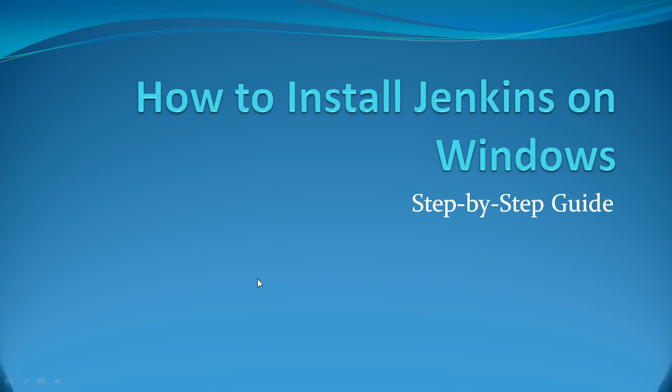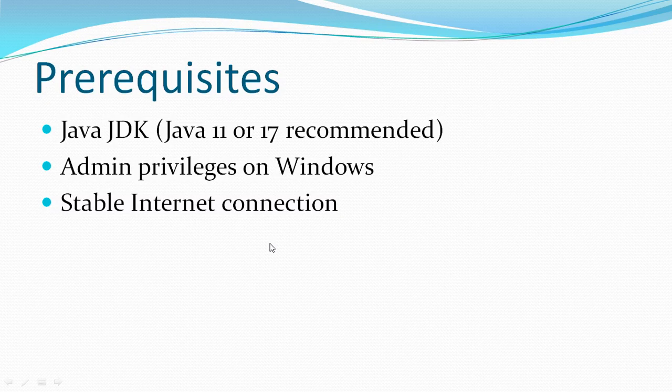So for installing Jenkins on the Windows system, we need to install the JDK, which is a prerequisite, and also set the JDK path in the environment variable. You can see it on my screen as well. Java 11 or 17 is recommended for the Jenkins setup on Windows, and admin privileges are also required on the Windows system so that you can set the environment variable of the JDK.